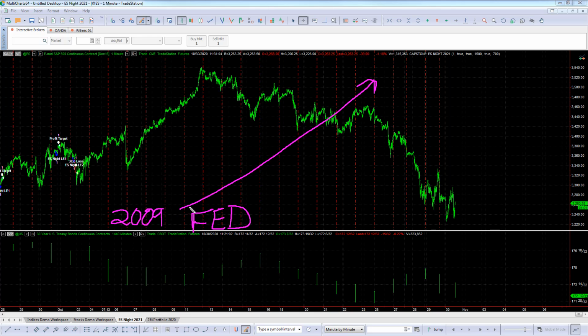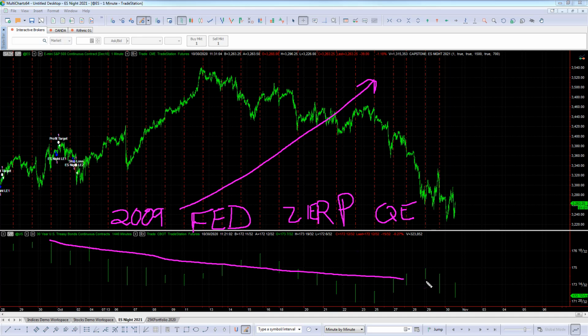And when the accommodation was ZIRP, which is zero interest rates, and then QE, those have driven bond prices higher with interest rates lower, the inverse relationship. And so right now we see bonds, you can't see this very well, but they're kind of in a downtrend. And so this strategy, NightTrader, would have stopped trading on October the 2nd because of the downtrend in bonds. And so this is the result of what that would look like.